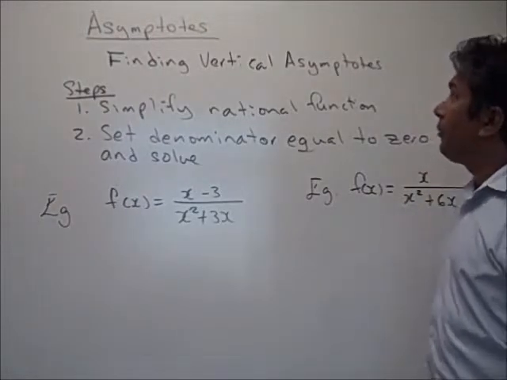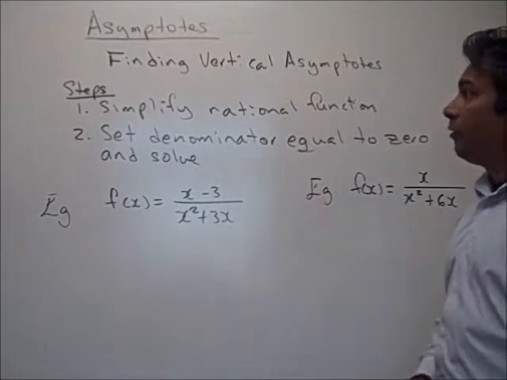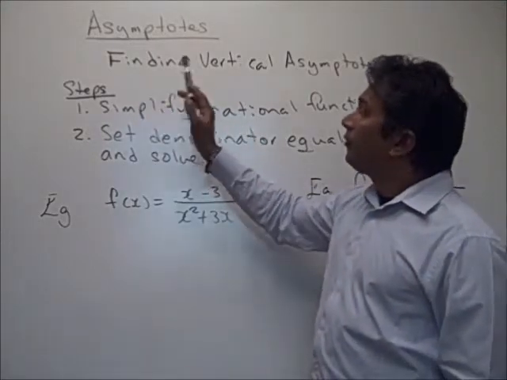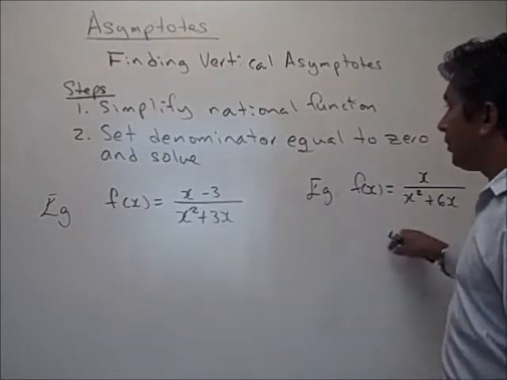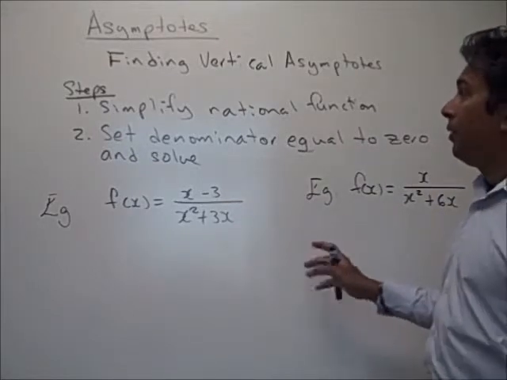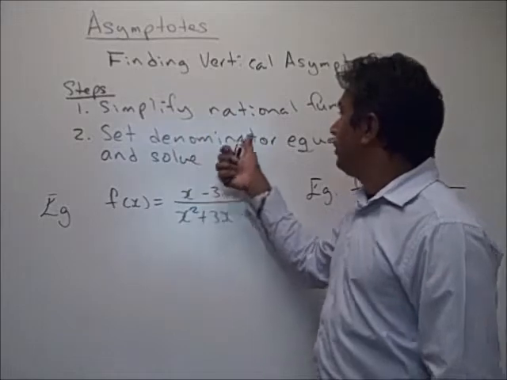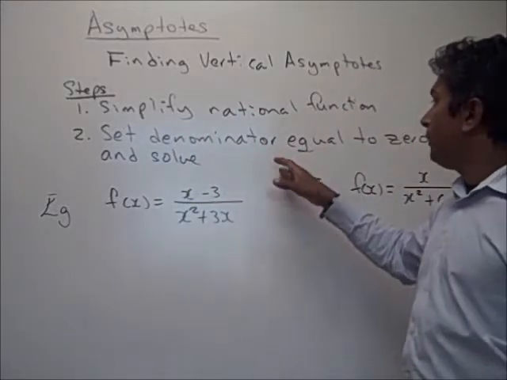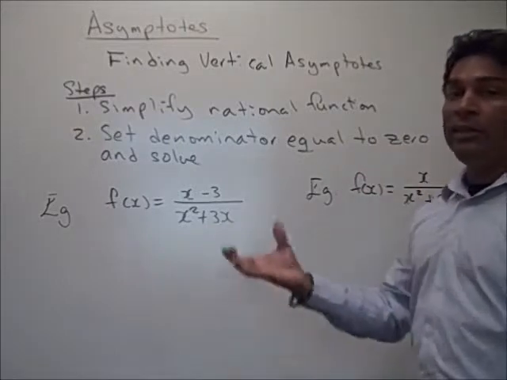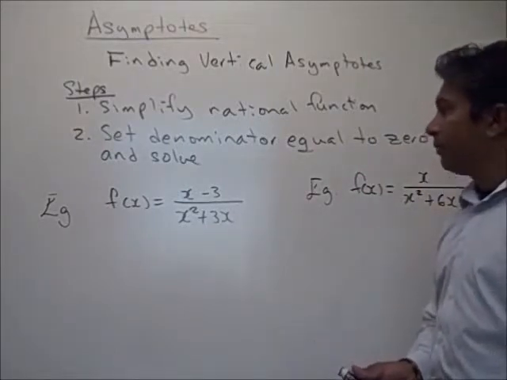Now let's look at finding vertical asymptotes. Our first step in finding a vertical asymptote is to simplify a rational function such as this or this, if possible. Now, after we simplify, we're going to set the denominator equal to 0 and solve it. By setting the denominator equal to 0 and solving it, this will give us our vertical asymptotes.